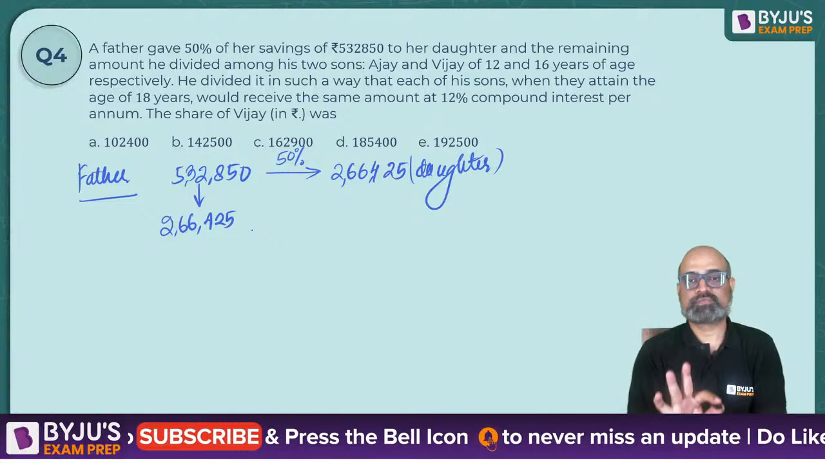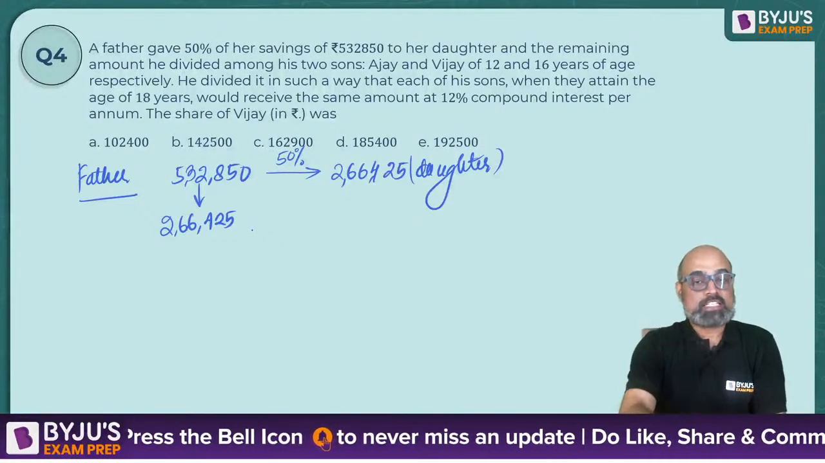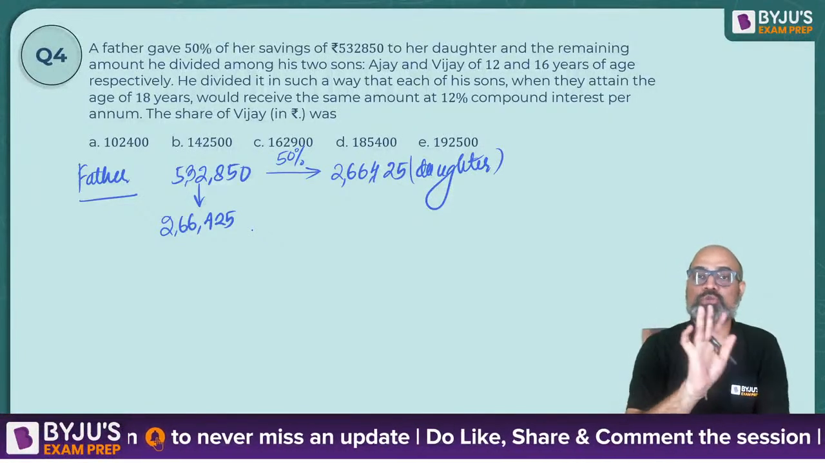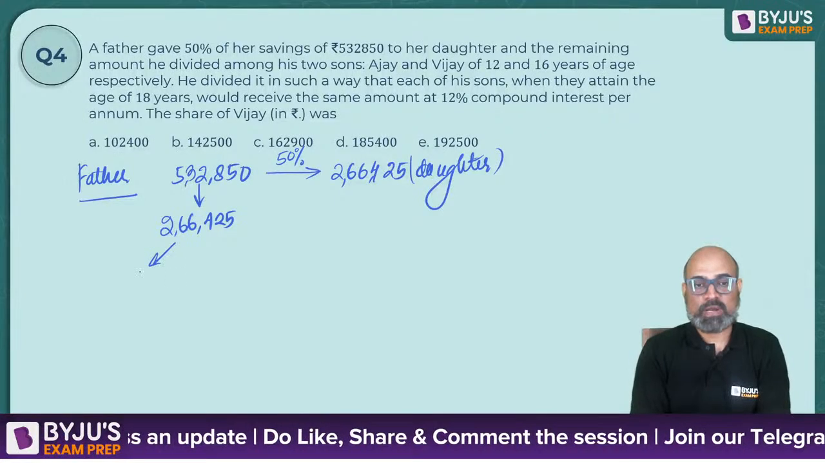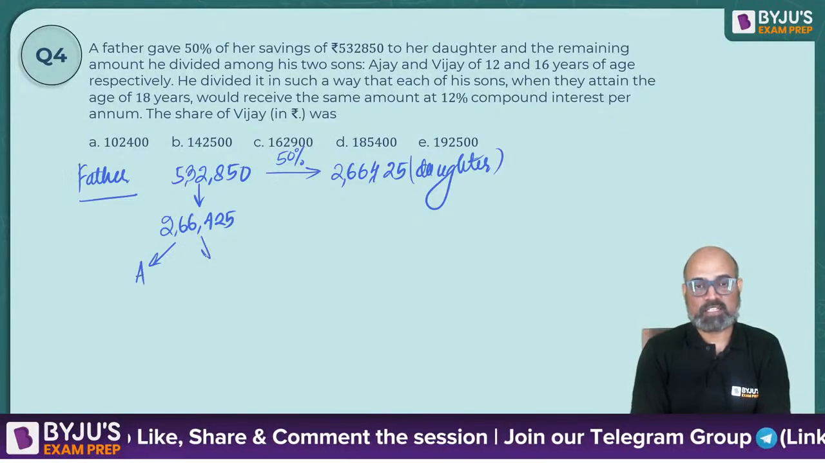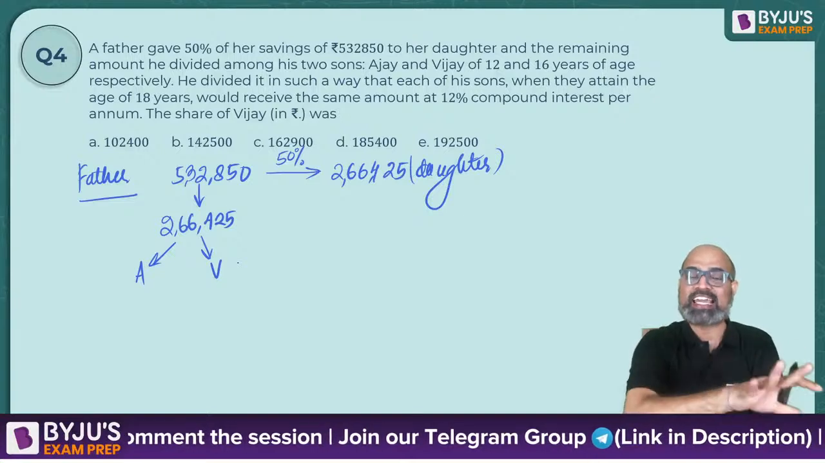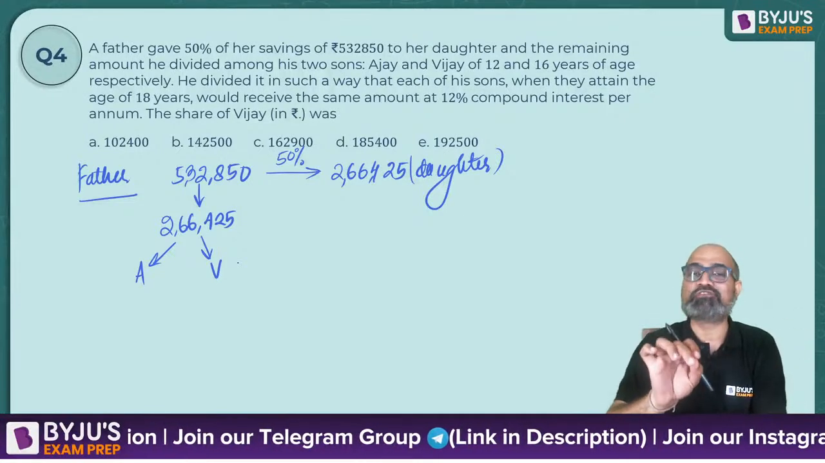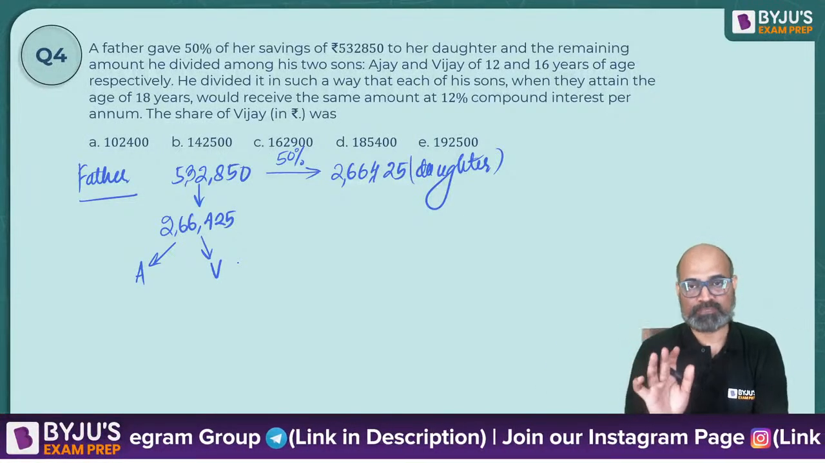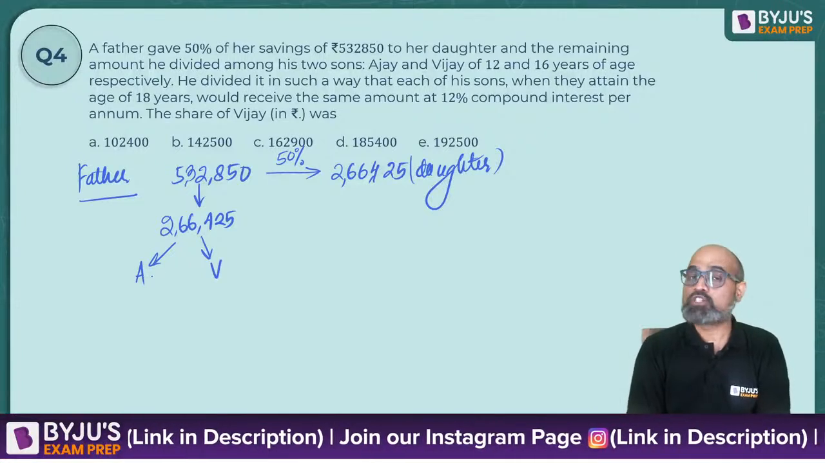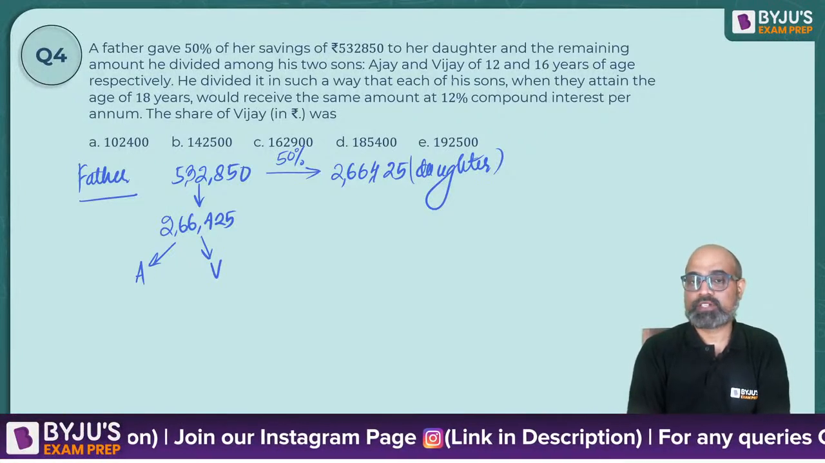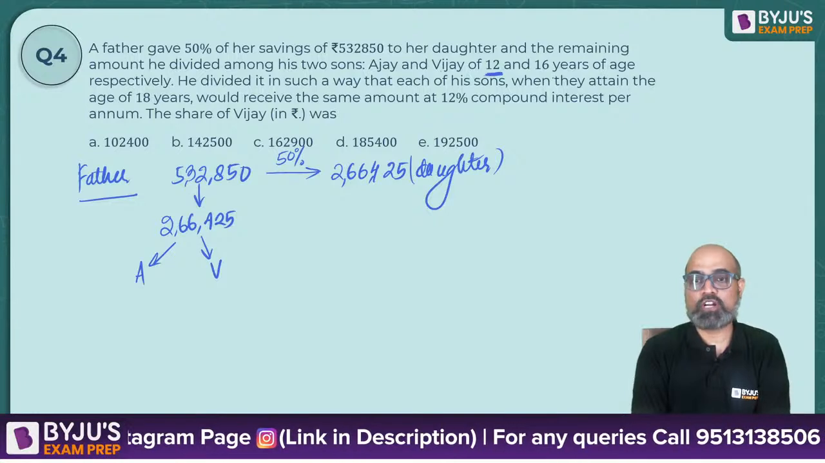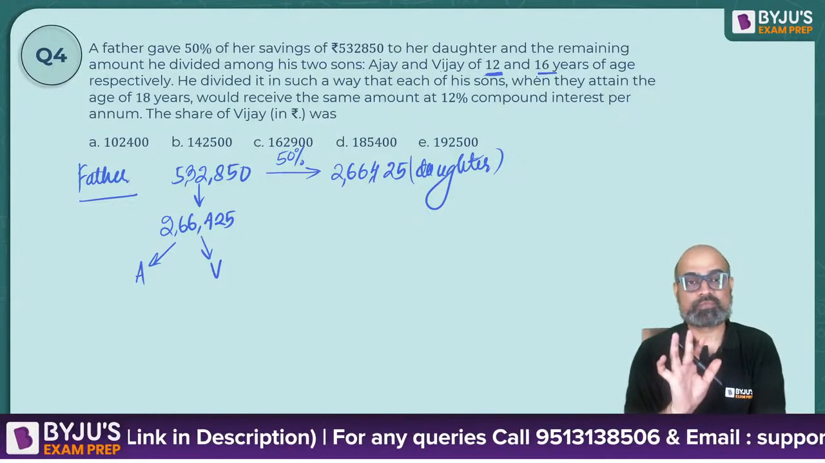2,66,425, right? This money he wants to divide among his two sons. One part he wants to give to Ajay, the other part he wants to give to Vijay. Suppose A is the money that he wants to give to Ajay and V is the money that he wants to give to Vijay. Now Ajay is 12 years old and Vijay is 16 years old.